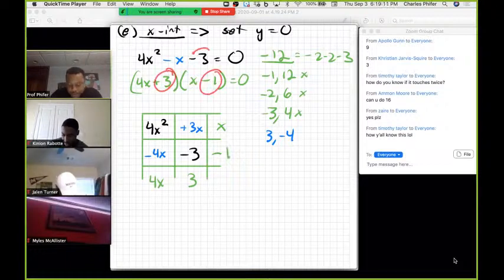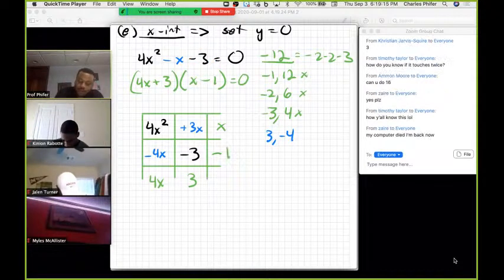Okay, so that worked out. Now we've got things that multiply to give us 0. I'm going to pick it back up here, and I'm probably going to go, like Amy Winehouse, back to black. So when things multiply to give us 0, we're going to say 4x plus 3 equals 0 or x minus 1 equals 0.